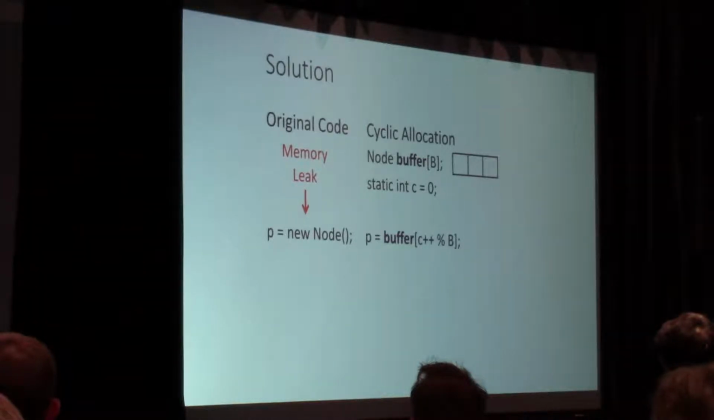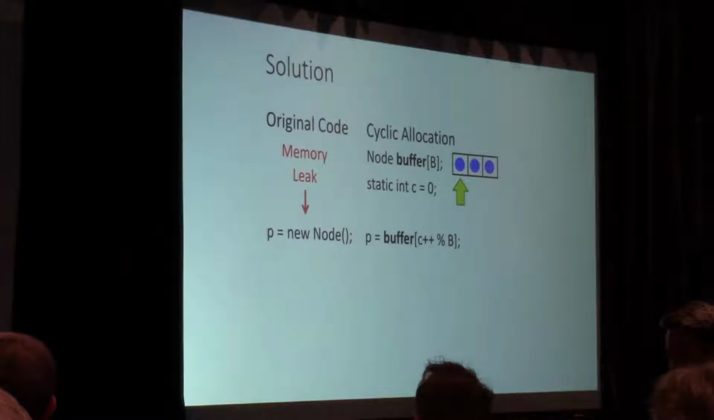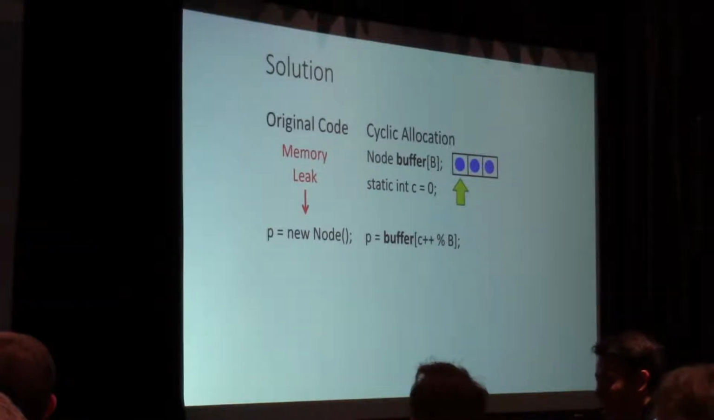Okay, so when you allocate, you just go around. First one goes there, the next one goes there, the third one goes there. Where's the next one going to go? Back there at the beginning. Okay? And I think everybody will agree that once you do this, you will never have a memory leak. That's right, it just won't happen to you, right? Because you can statically bound the amount of memory your program takes.